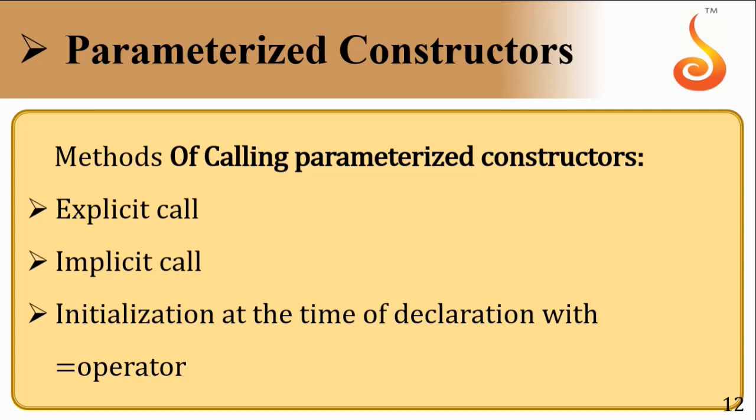Whereas if you are having a parameterized constructor wherein you need to pass parameters during object creation, there are three types. One is explicit call, the other one is implicit call, and initialization at the time of declaration with the equal to operator. But to use equal to, the constructor should have only one parameter. If you need to pass more than one parameter, you can use either implicit call or explicit call. So this is a very important question.